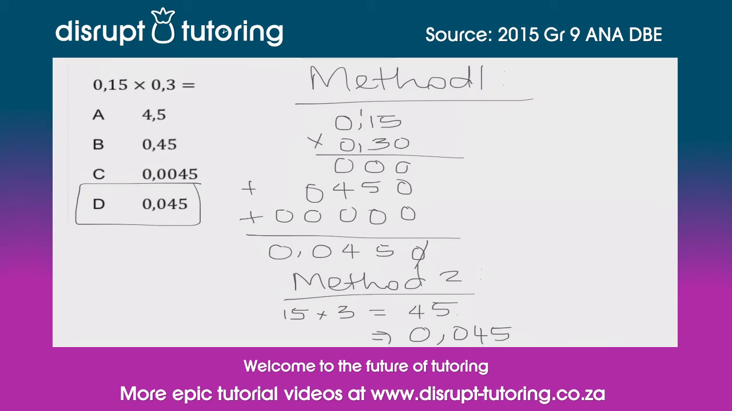So if we start where the comma is here, we go 1, 2, 3. We know there needs to be a 0 included and another 0 there. And that gives us the exact same answer as method 1.